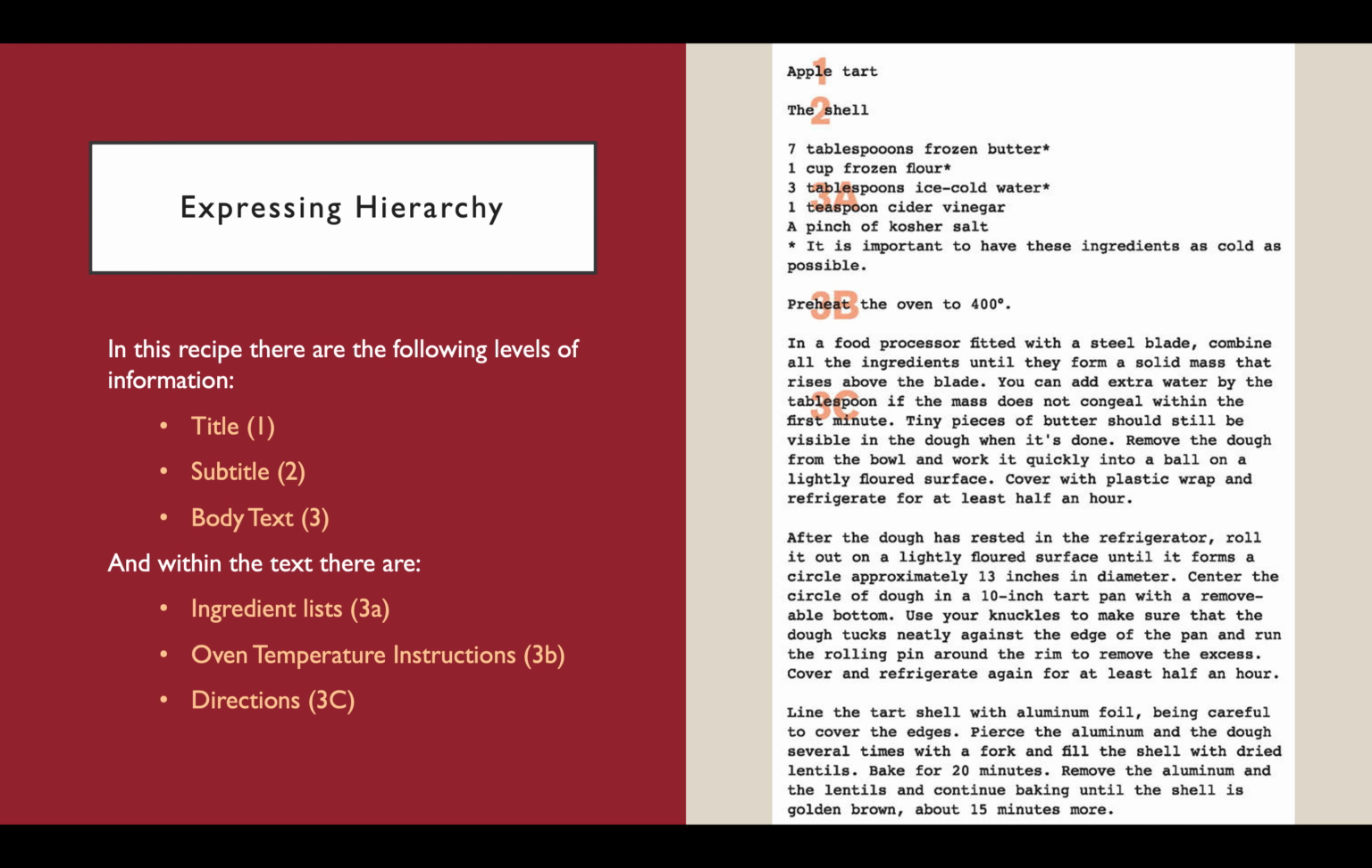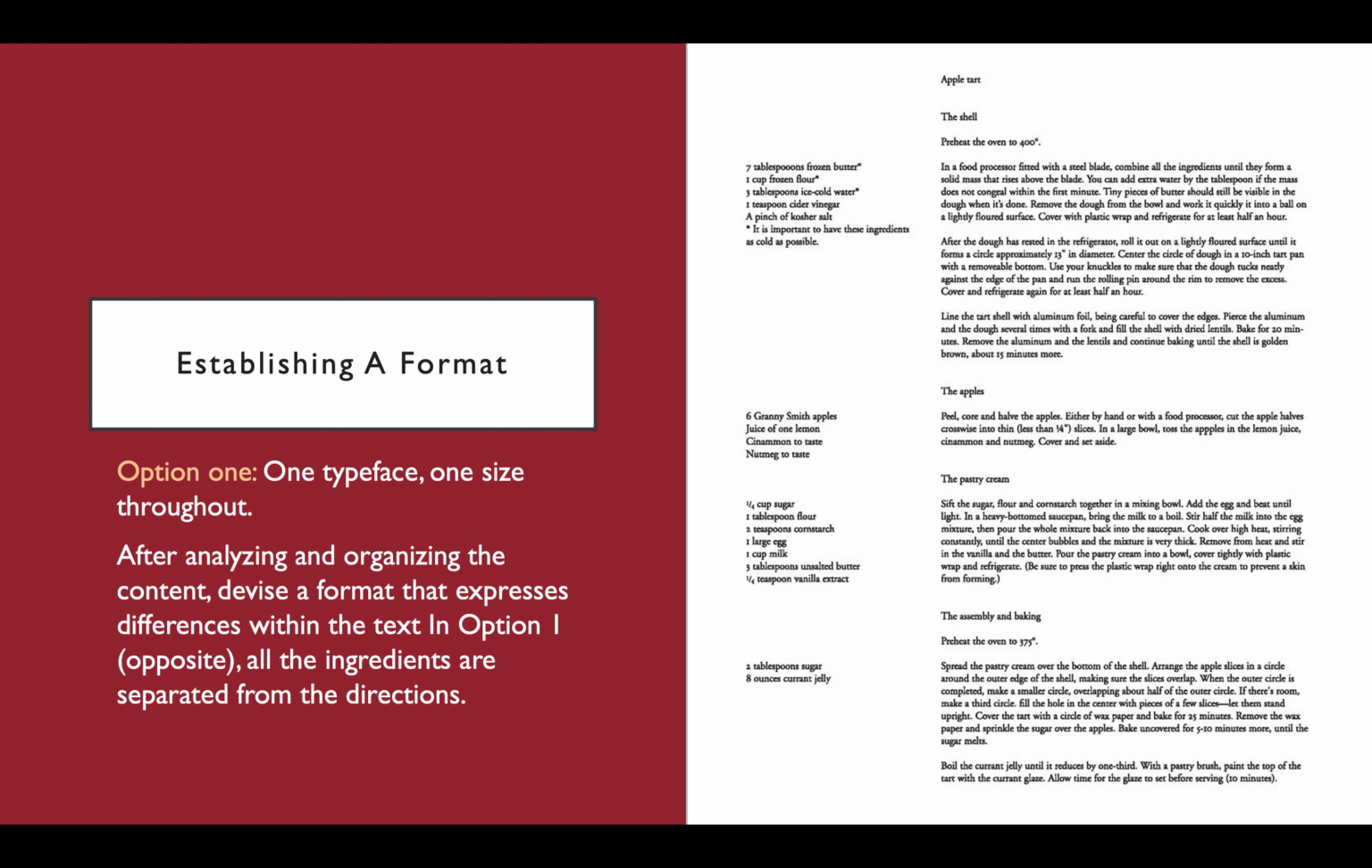So we've got a title, we've got a subtitle, and you've got body. But the body isn't all the same. You've got ingredients, you've got oven temperature instructions, which is said once and then never again. And then we have the actual step-by-step instructions. So we need to think about, well, are our ingredients set the same as your instructions? How do we break these things down so that they make the most sense?